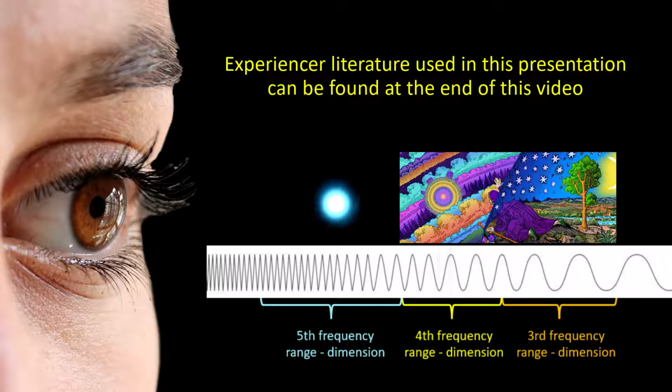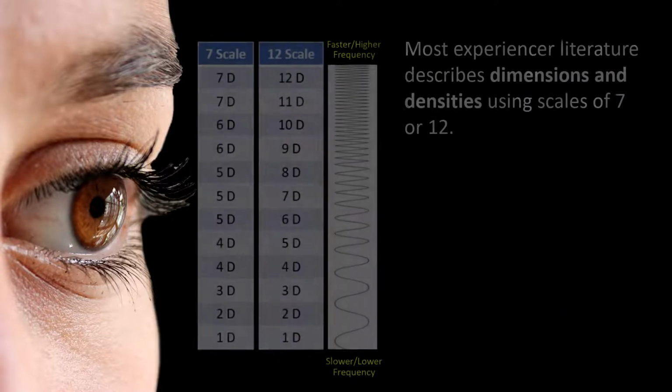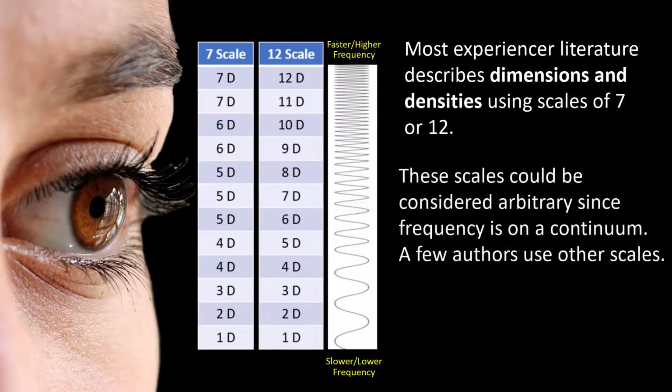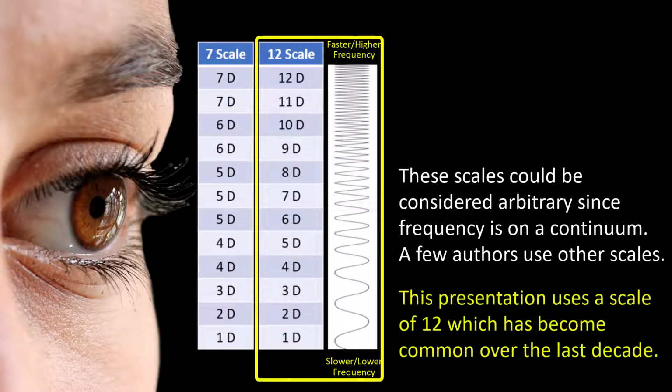Experiencer literature used in this presentation can be found at the end of this video. Most experiencer literature describes dimensions and densities using scales of 7 or 12. These scales could be considered arbitrary since frequency is on a continuum. A few authors use other scales. This presentation uses a scale of 12, which has become common over the last decade.